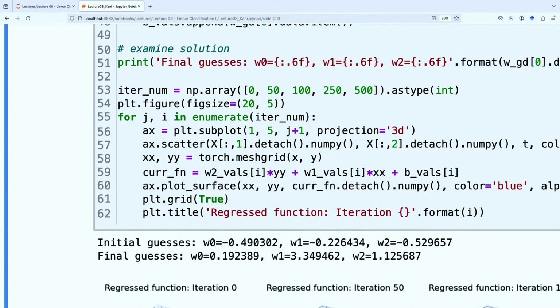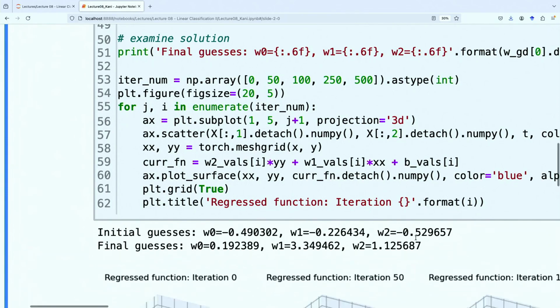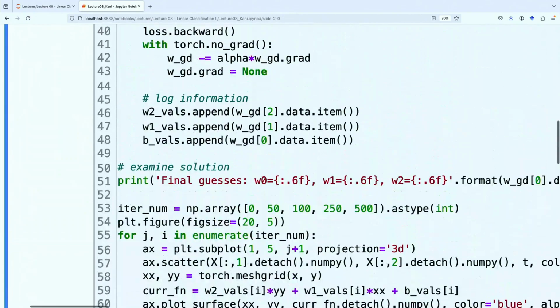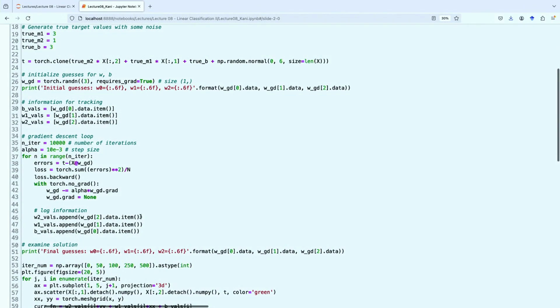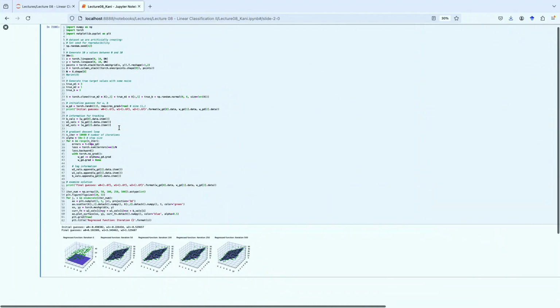Yeah, and this is a far cry from the initial guess, which was, I don't know, -0.5, -2, -5, -0.2, -0.5. Okay, does that make sense? So literally, we're doing exactly what we did with the simple regression. We're just doing it with more parameters. Okay. So that works, right?